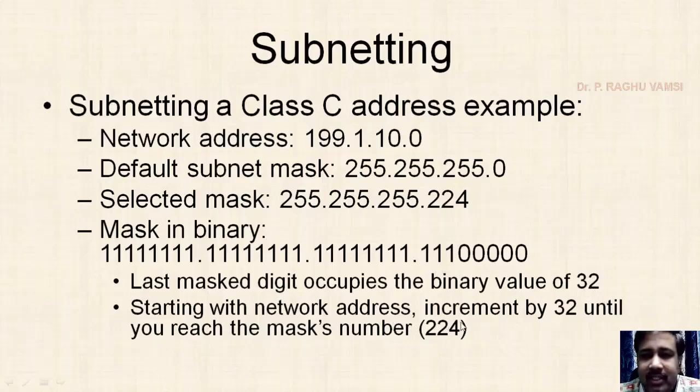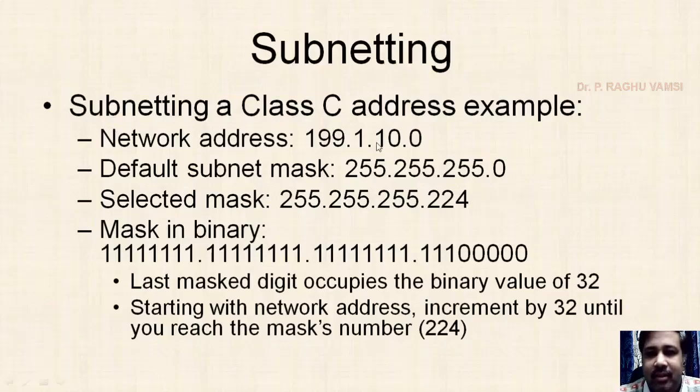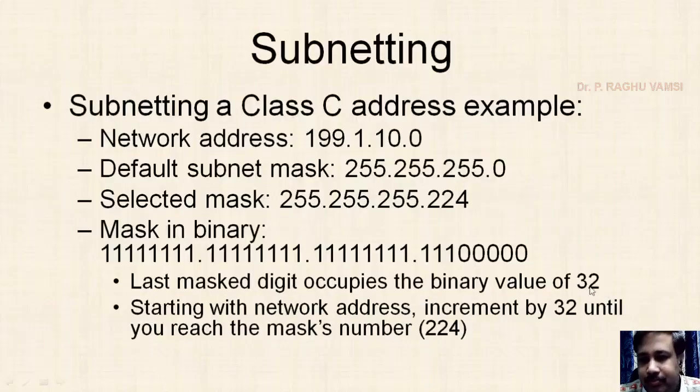So, starting from the network address, increment by 32 until you reach the mask number 224. So the subnet address will be like this. The starting address is 199.1.10.0, and the number of valid hosts is 32. Why is it 32? Because you have made it 224, and you subtract it from 255. Whenever you subtract it from 255, you will get 32 as the value. That means 32 possibilities are there.